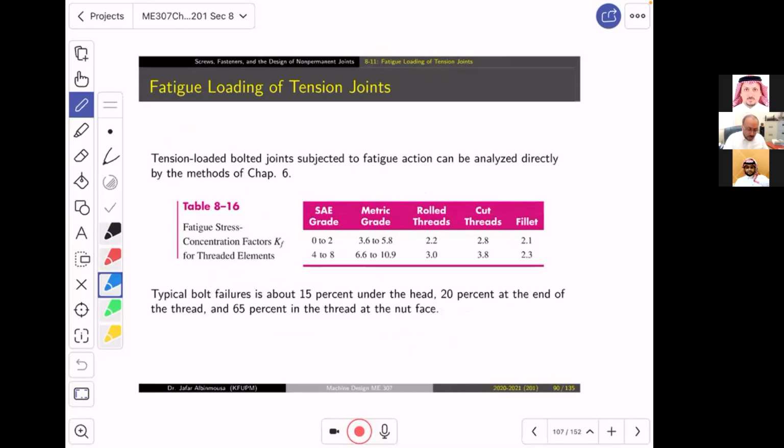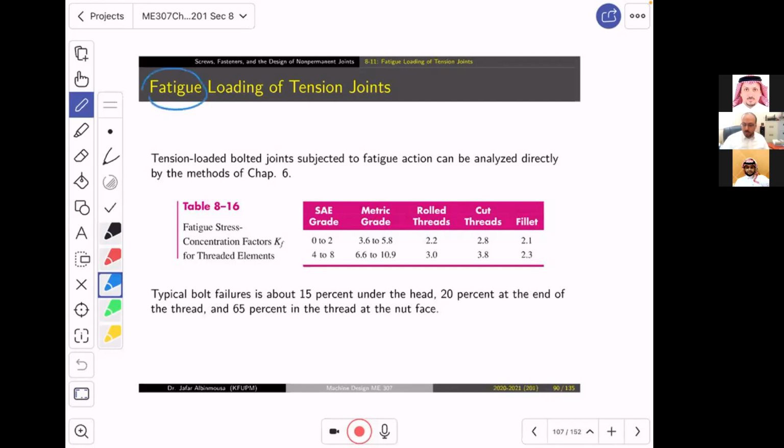All right. Now, what are we going to do? We're going to introduce you to fatigue loading of a tension joint. So the words are very important. It is tension, no shear, no bending. It's just tension.